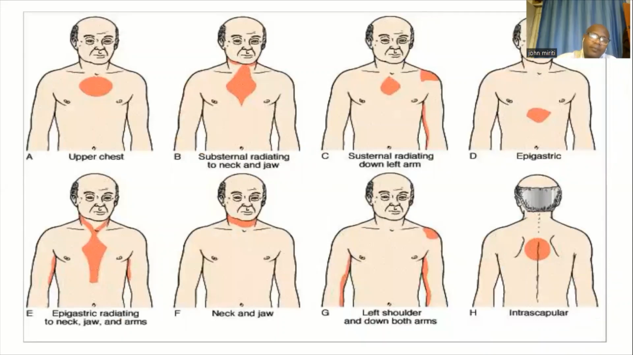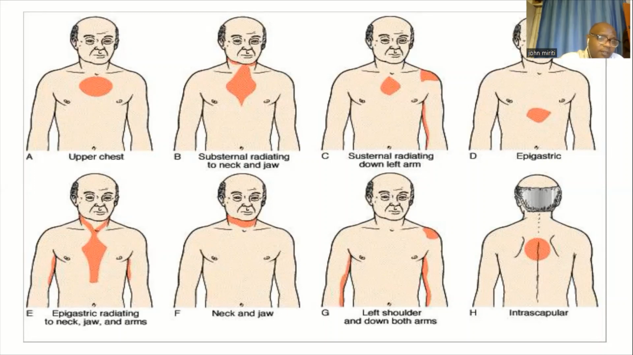This type of pain of angina pectoris can also sometimes migrate to various parts of the body. The patient can come with pain in the upper chest, or substernal pain. The pain can radiate to the neck and jaw. Sometimes the patient comes with sternal pain radiating down the left arm. The pain is on the shoulder, the medial aspect, or sometimes the pain can be epigastric, and you can confuse it with other conditions.